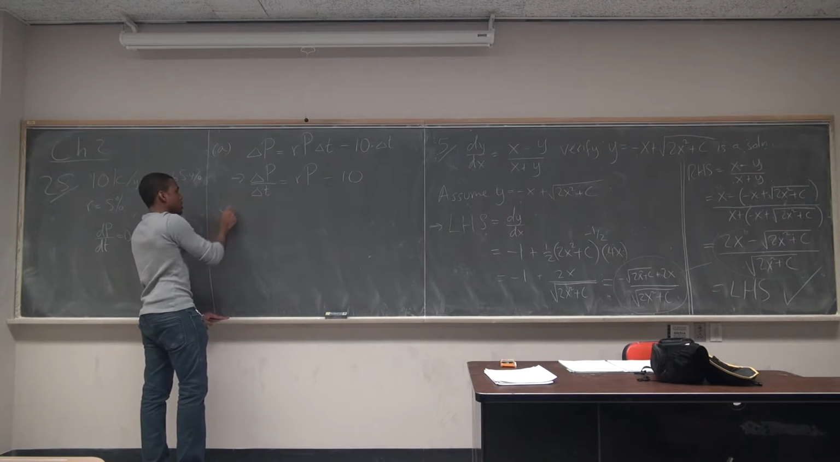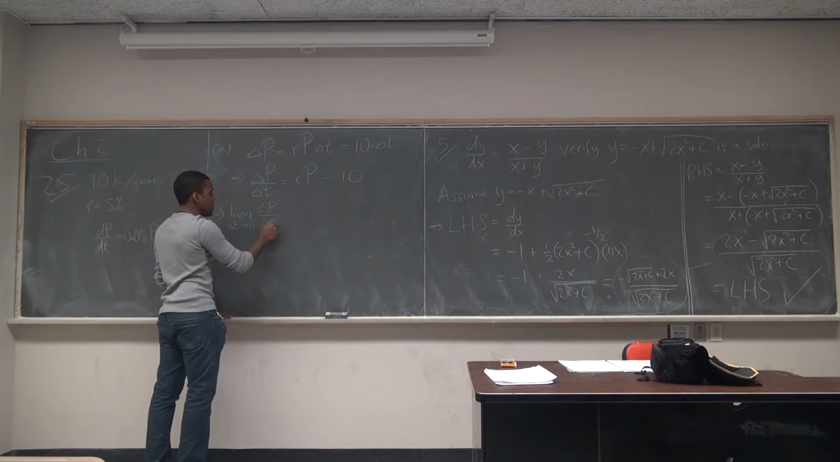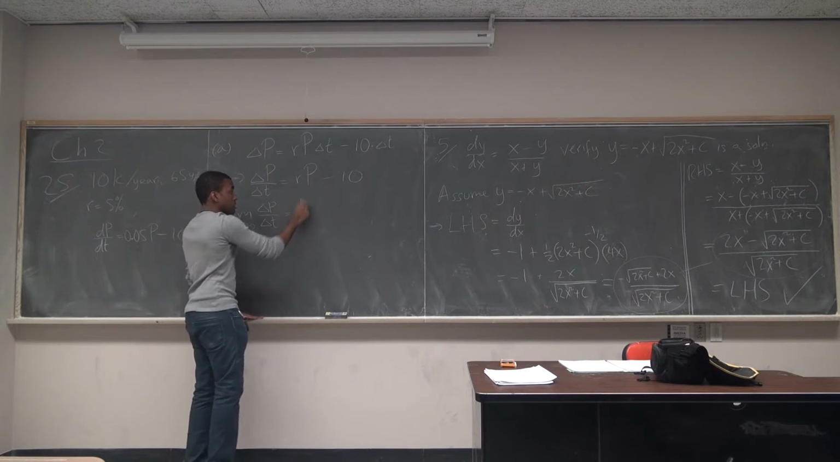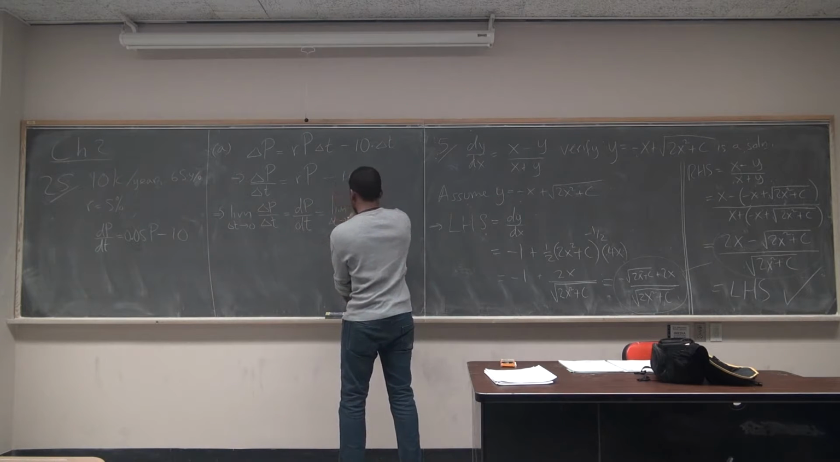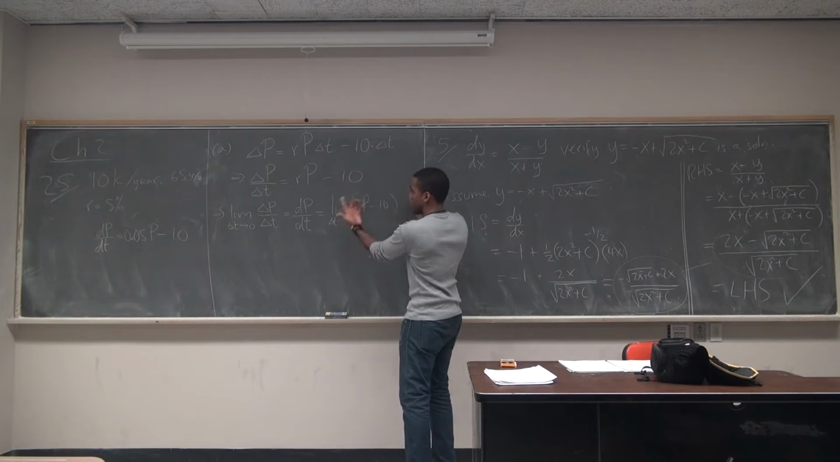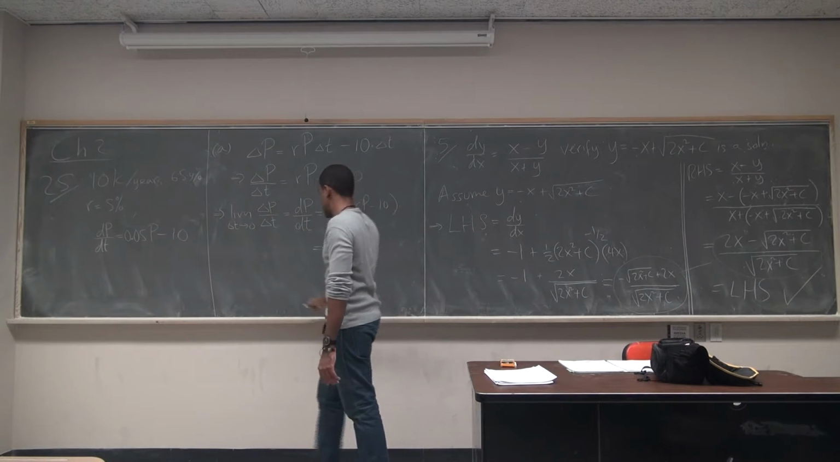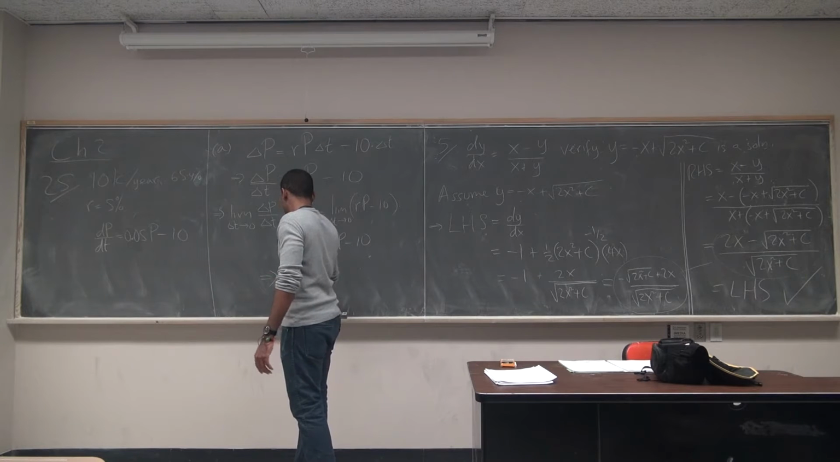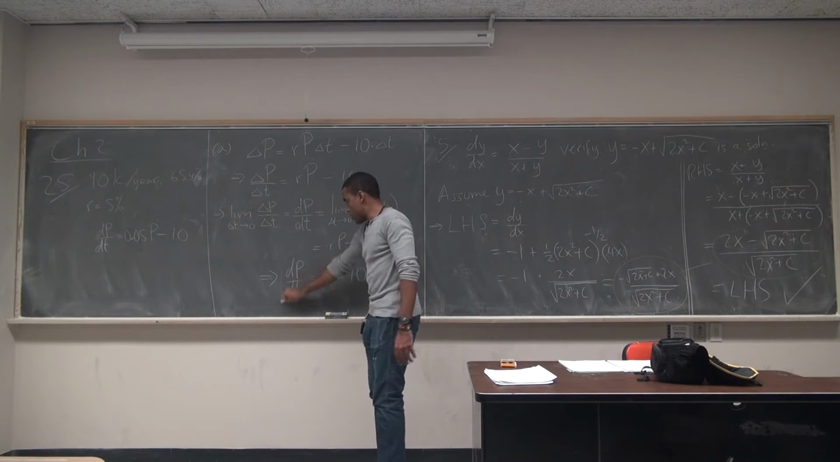And then you take the limit as delta t goes to 0 of delta p over delta t. And that is actually the definition of the derivative, which gives you dp/dt. And you take the limit of both sides, as delta t goes to 0, of rp minus 10. But there are no delta t's over here, so the limit doesn't do anything. You just end up with rp minus 10. And so, therefore, you get dp/dt is equal to rp minus 10. So that's how they derived it in the book.